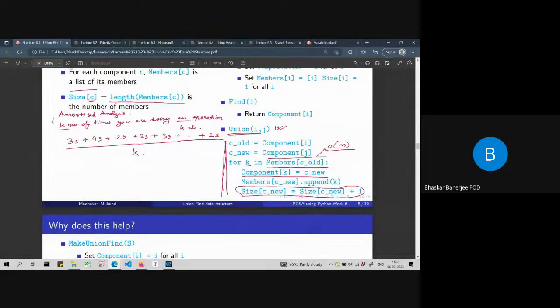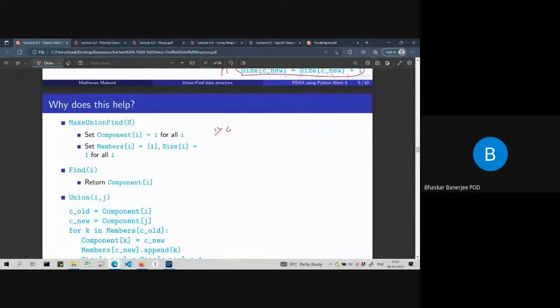There is one important factor. This is the main point, when Shrikant asked, should I make V into U or U into V? This is the point we are discussing now. While doing union, change the members of the smaller size component.